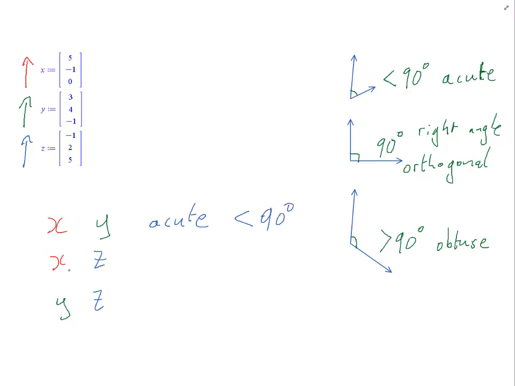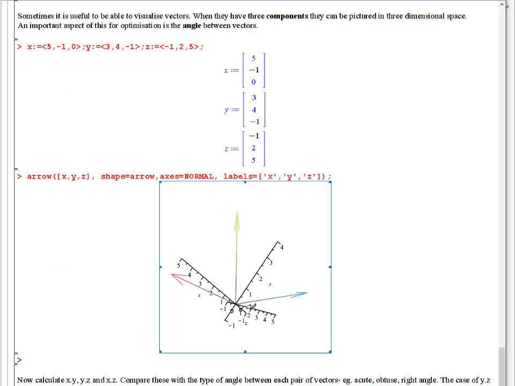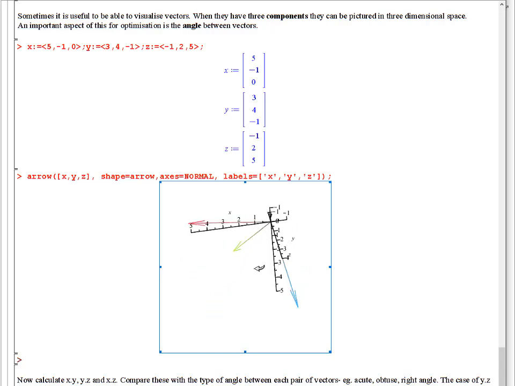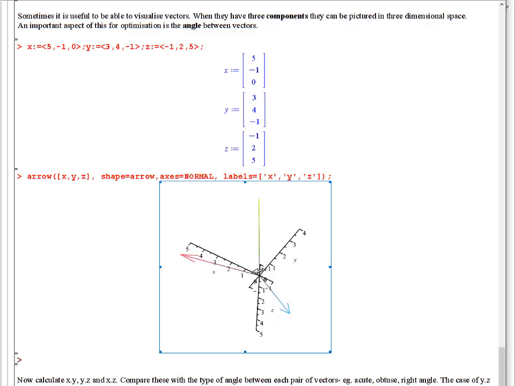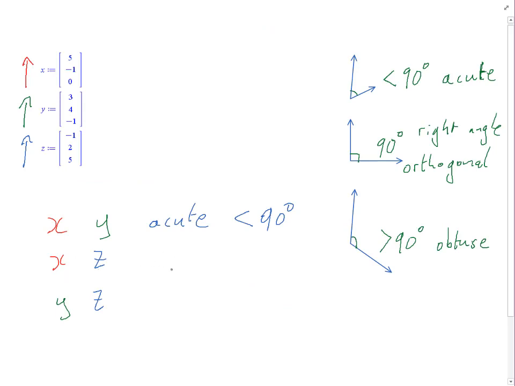Okay, so we look next at x and z, which are the red and the blue lines. However I turn it, it seems that the angle between the red and the blue lines, this and this, is greater than 90 degrees. So the angle between these two lines is obtuse. It is greater than 90 degrees.